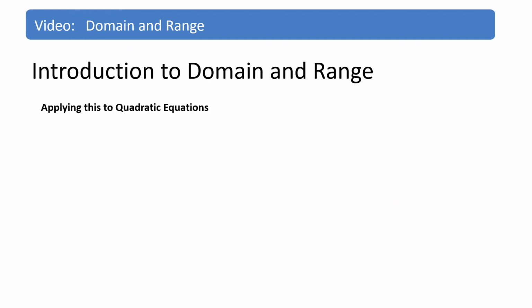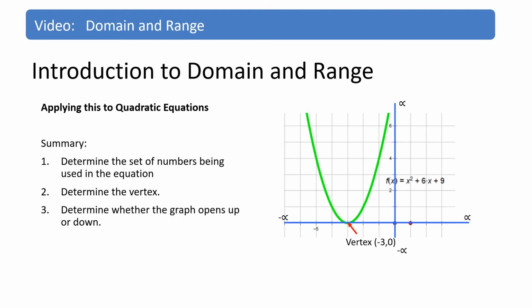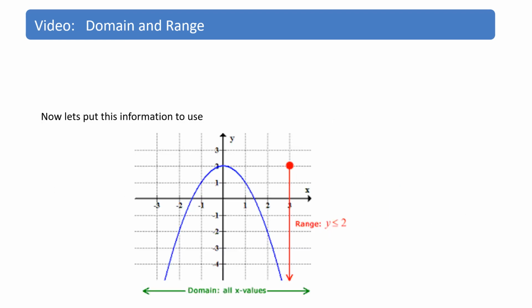Now, let's summarize. Determine the set of numbers being used in the equation. Determine the vertex. Determine whether the graph opens up or down. State the domain and range. Write your solutions. Now, let's put this information to use.